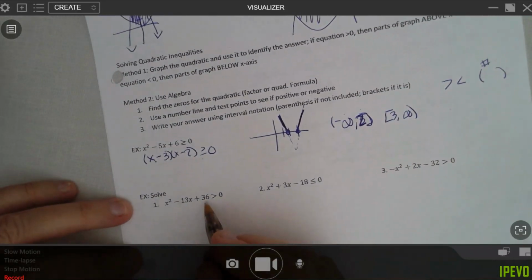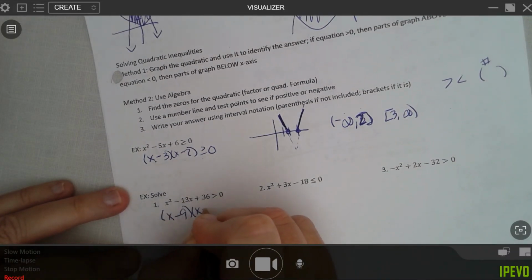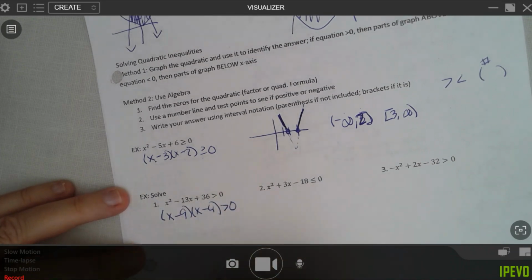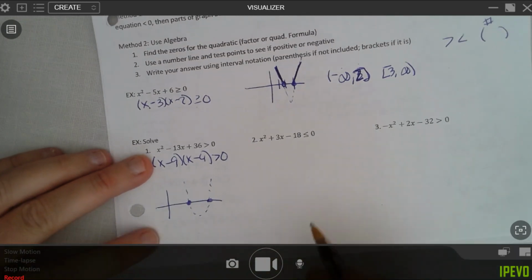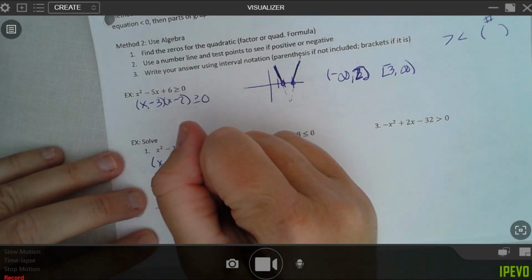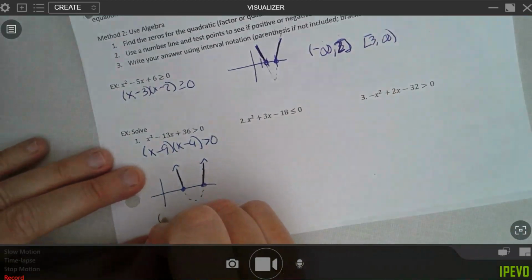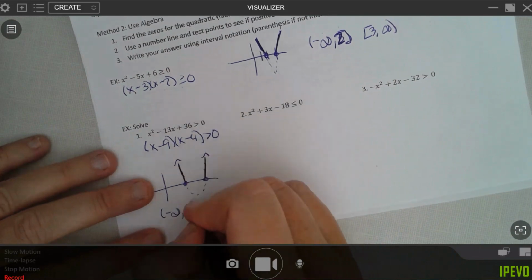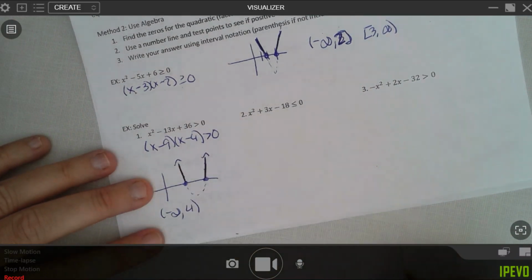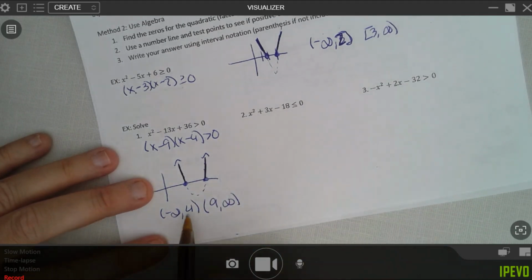So down here, factors of 36 to get negative 13 would be a negative 9 and a negative 4. So my zeros are 9 and 4. So they're here and here again. This is a parabola that points up. So I want to know where it's positive. So it's going to be positive on the left of 4 and the right of 9. So we're going to use the same process up here. So it goes negative infinity, the smaller number. This time I'm using a parenthesis because it's not going to be included. And then I'm going to do 9 to infinity. And the numbers always go into those two spots.